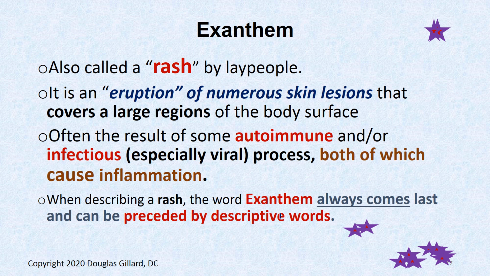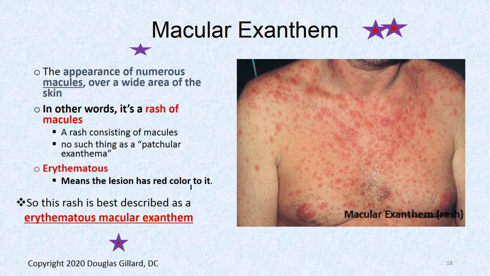When you're describing rashes, the word exanthem always comes last, and you put adjectives in front to describe. If you just say exanthem, well, they got some outbreak of lesions, but you don't know, is it red? Is it made of papules or macules, or what's the deal with the thing? Is it itchy? So we have to learn how to describe these rashes a lot better.